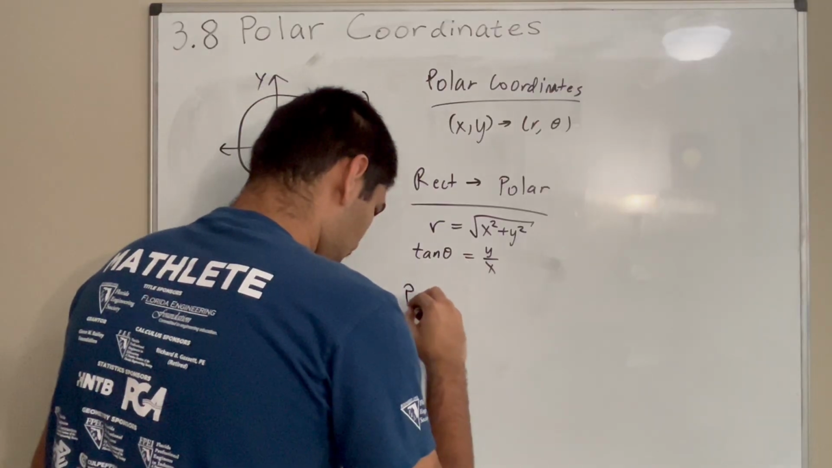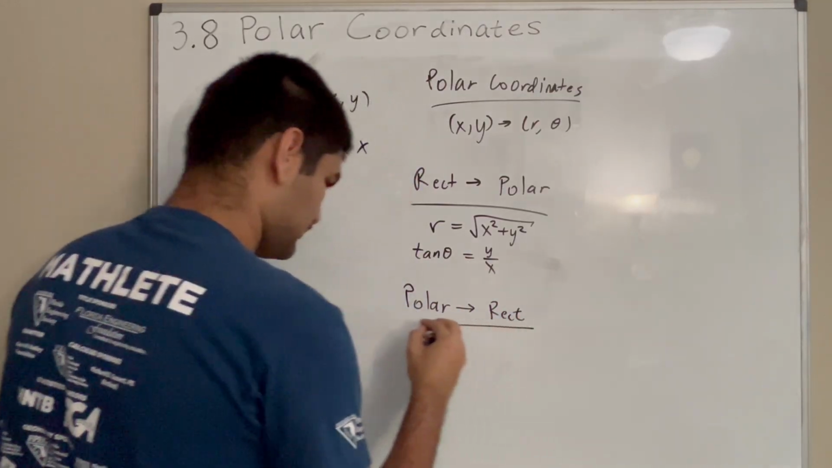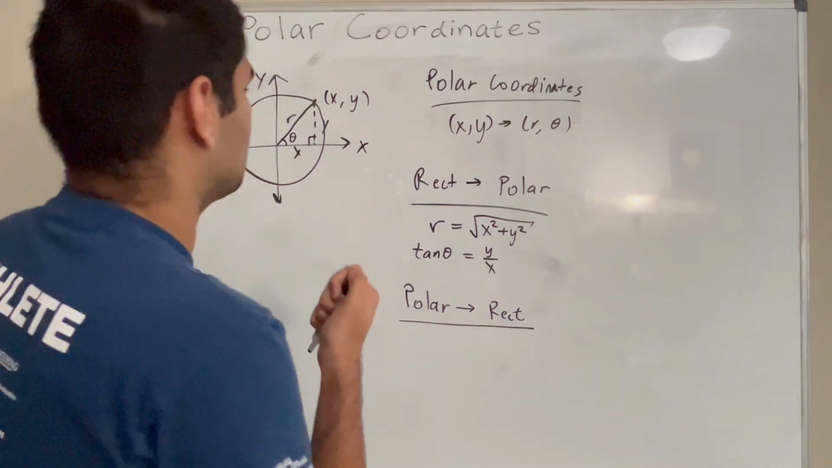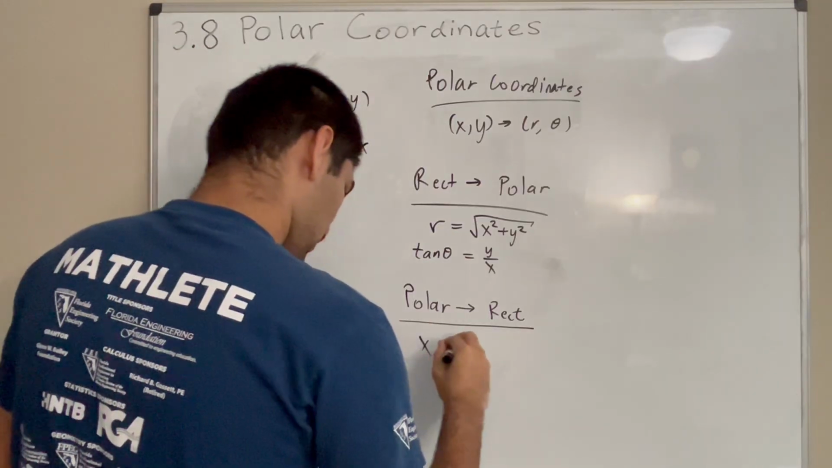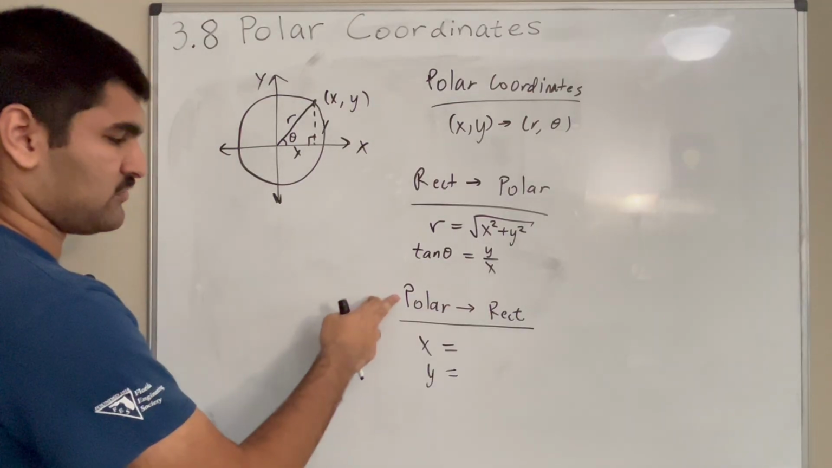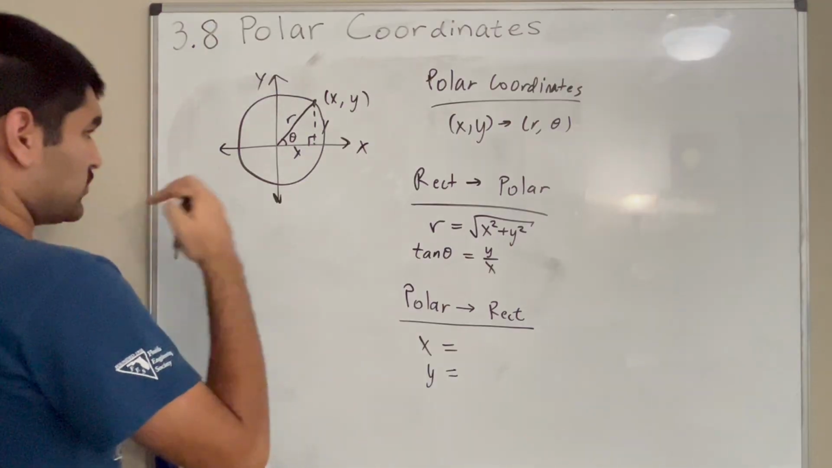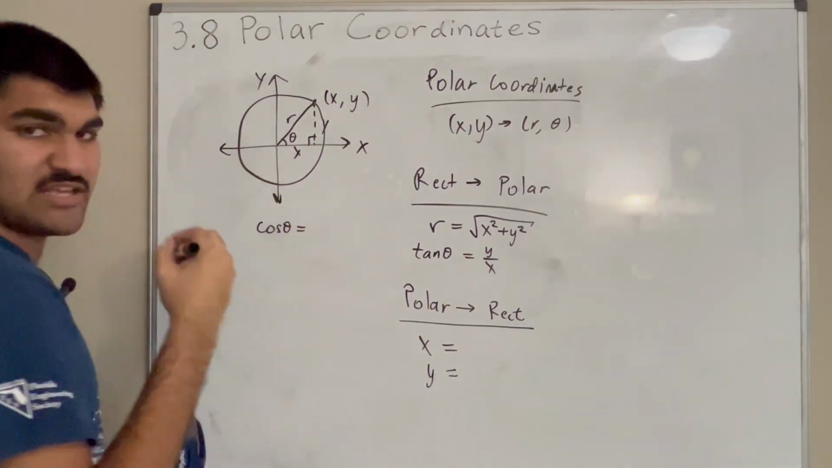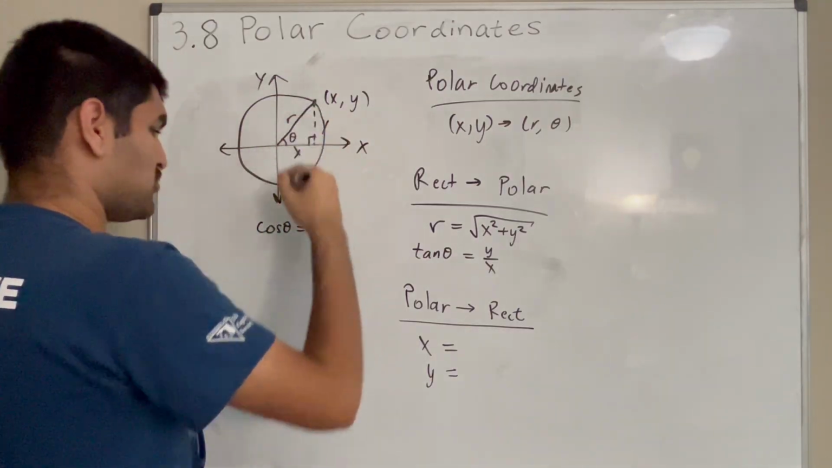Now let's see how to go the other way around, namely polar to rectangular. For this one, we can consider some basic trigonometry. So now we want to be able to express x and y in terms of r and theta. Because we know what r and theta are since we're in polar coordinates, and we want to convert them to rectangular coordinates. So if we consider cosine of theta, cosine is adjacent over hypotenuse. So the adjacent side is x, and the hypotenuse is r.